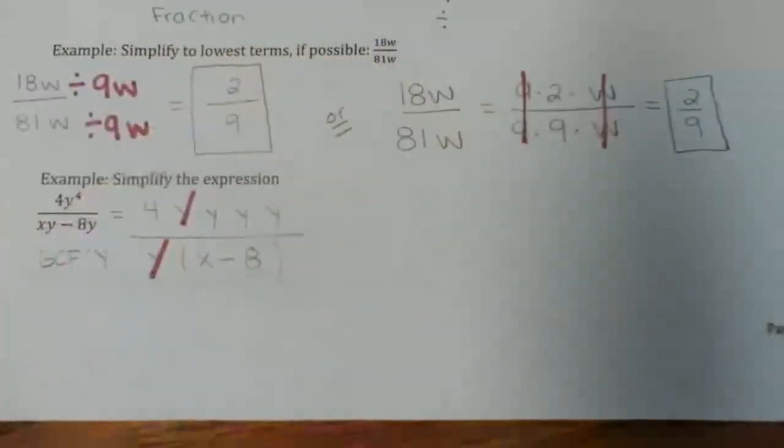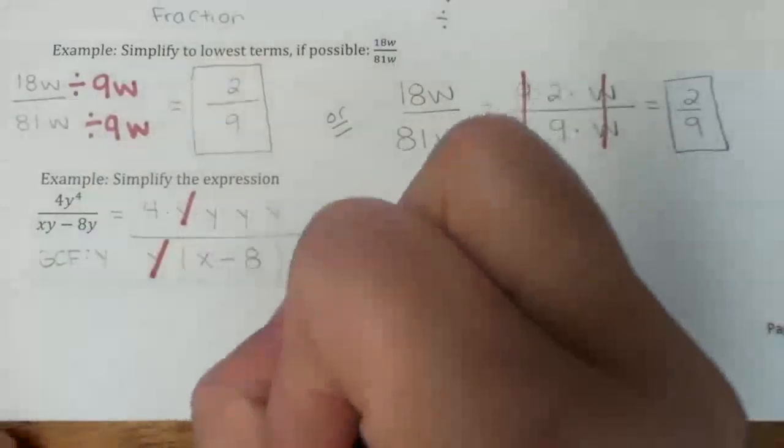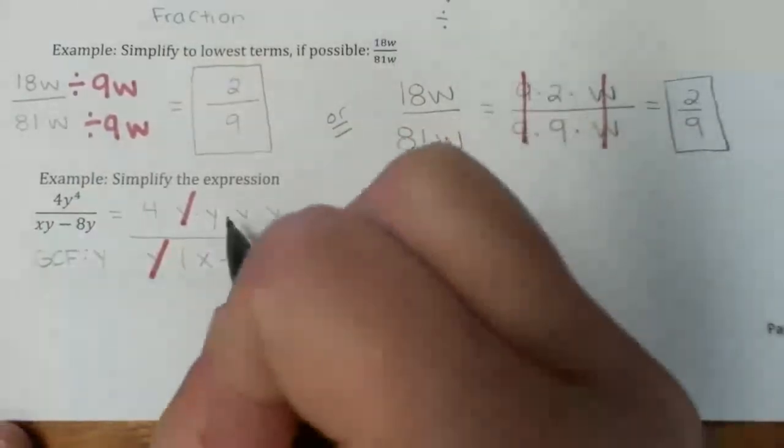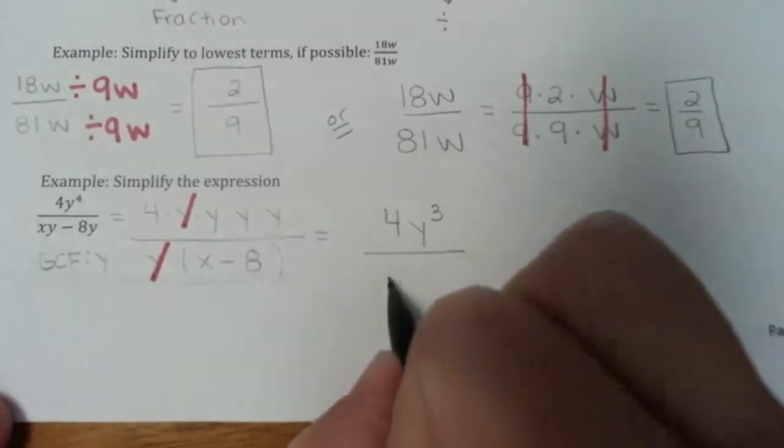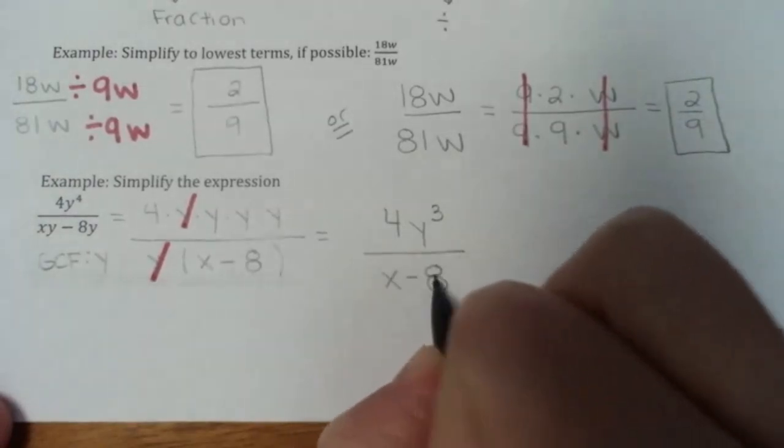So there's a y up top, y on the bottom, so those cancel. Nothing else is in common, so I can't cancel. So we're left over with 4 times y times y times y, which is y cubed, y to the third power, all over x minus 8.